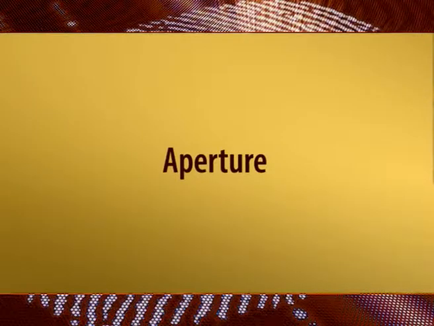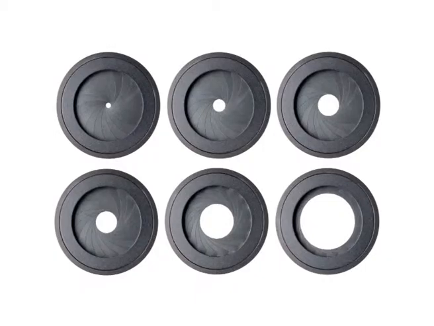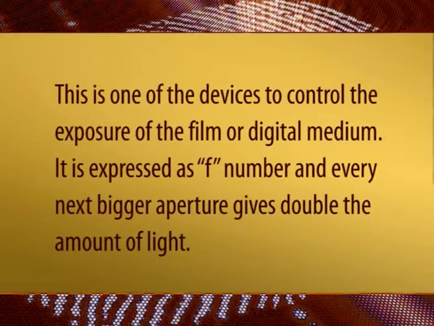Then coming to aperture. Aperture is an opening in between or at the back of a lens which controls the amount of light coming through it. It may be fixed or variable. The bigger the opening, the more light, and the smaller the opening, the less light falling on the sensitive material. This is one of the devices to control the exposure of the film or digital medium. It is expressed as F number, and every next bigger aperture gives double the amount of light.